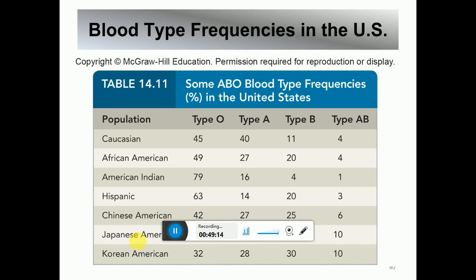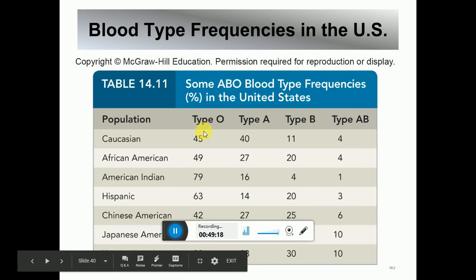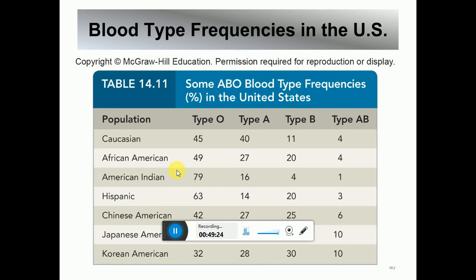This is just the blood type frequencies in the US. Generally speaking, blood type O is the most common, and that is also known as the universal donor. Anybody that has blood type O can give blood to any of the other blood types. Type AB is known as the universal recipient, as they can receive blood from all of the other blood types. So again, blood type O is your universal donor, while type AB is the universal recipient.